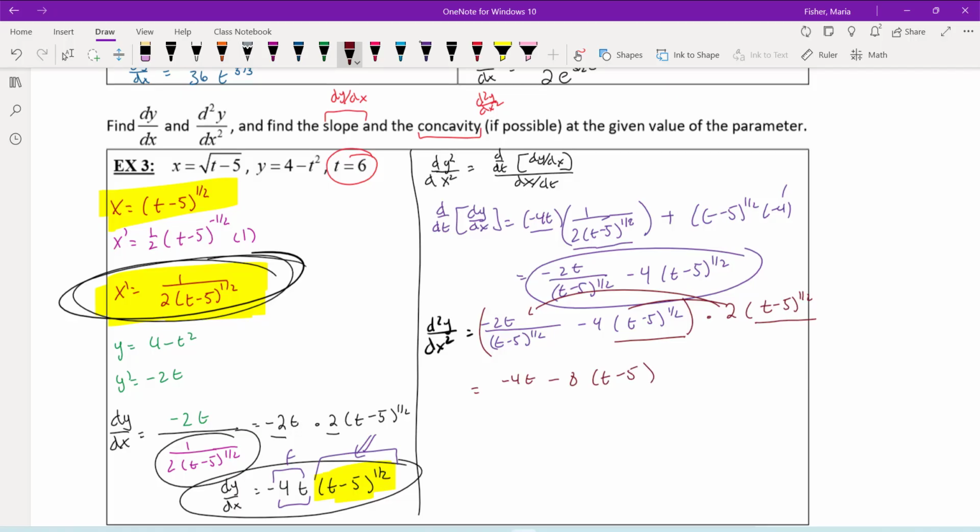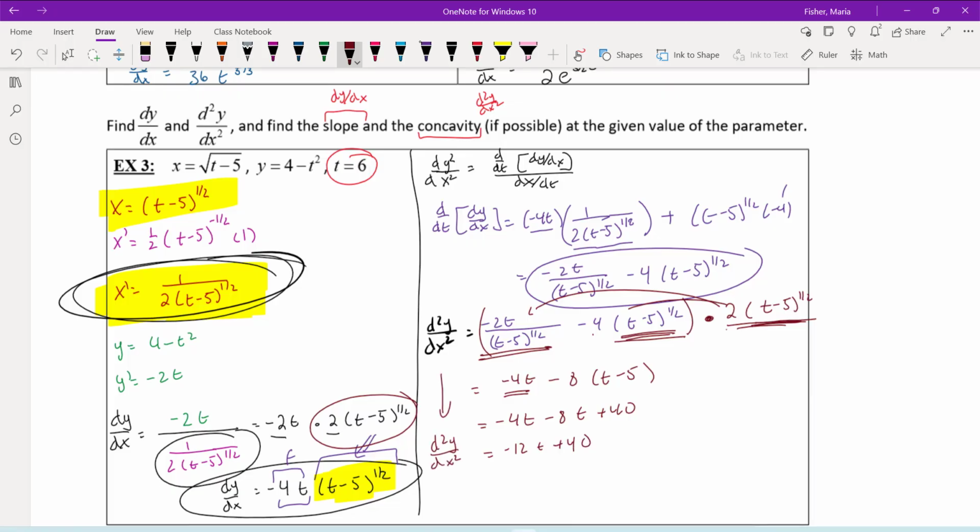So again, we have to divide by dx/dt, but dividing by the dx/dt is the same thing we did over here. It's just multiplying by that reciprocal. And then we take this guy and we multiply it to this term. The denominator cancels, and that's just your negative 4t. And here, negative 4 times 2 is negative 8. And then (t minus 5) to the 1/2 times the (t minus 5) to the 1/2 is this t minus 5. If I clean up here, negative 4t minus 8t plus 40, I'd end up with negative 12t plus 40.